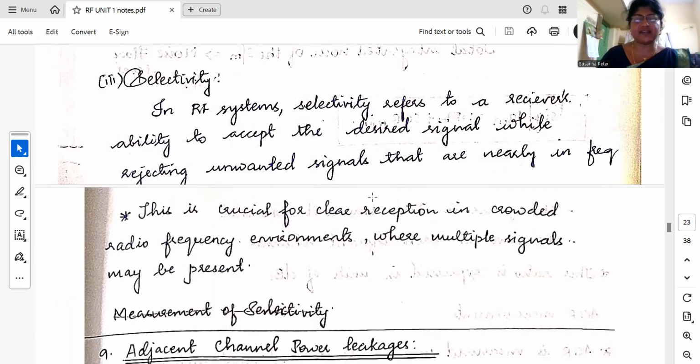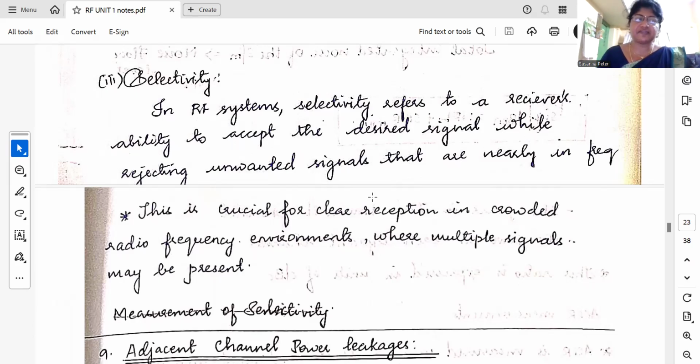That adjacent channel interference we'll be seeing in the next topic. What will happen is, if selectivity is not proper, the system will pick up adjacent channel interference. The signal which is supposed to go in one particular channel will go and mix up with the other channels. That is called adjacent channel interference, and the signal can also experience distortion.